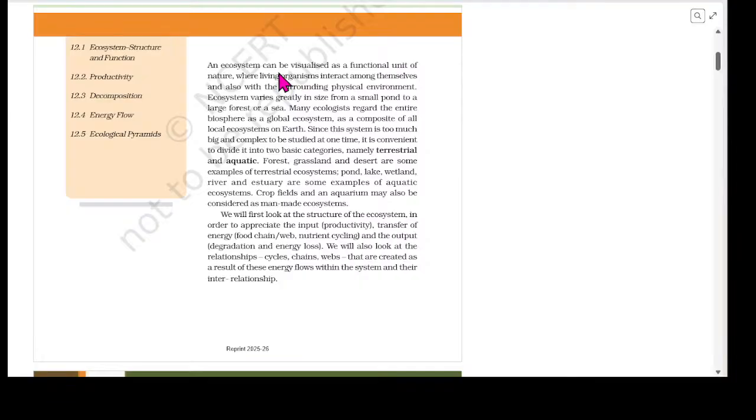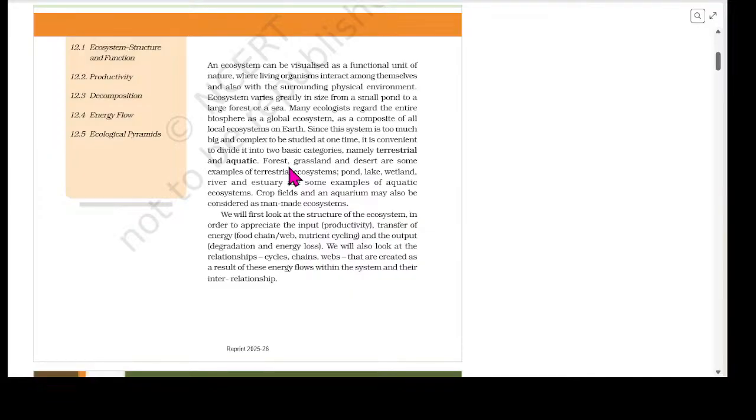An ecosystem can be visualized as a fundamental unit of nature where living organisms interact among themselves and also with the surrounding physical environment. Ecosystems vary greatly in size from a small pond to a large forest or a sea. Many ecologists regard the entire biosphere as a global ecosystem, a composite of all local ecosystems on Earth. Since this system is too big and complex to be studied at one time, it is convenient to divide it into two basic categories, namely terrestrial and aquatic.